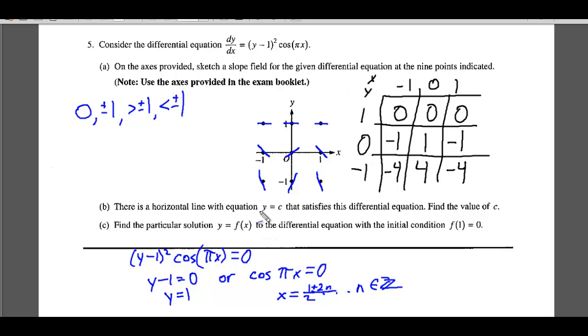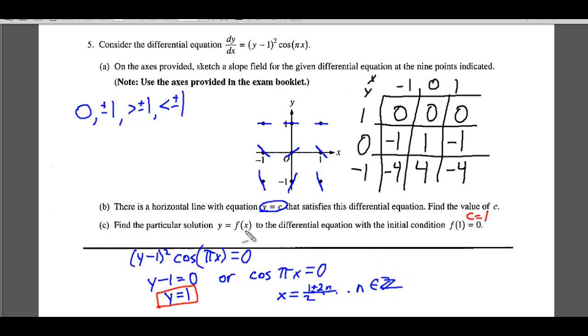We want y to always be the same. Y is a constant. Here, y isn't a constant. X is a constant value, but y can be anything to go with that. So what we care about is right here where y is a constant value 1. So the answer to this is that c equals 1.